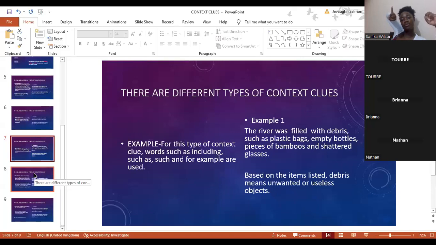Context. Miss, I means in French. I means inference. Thank you. All right, Nathan. What does the D mean?